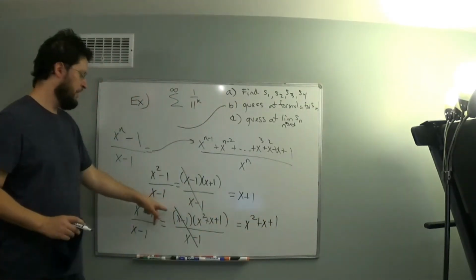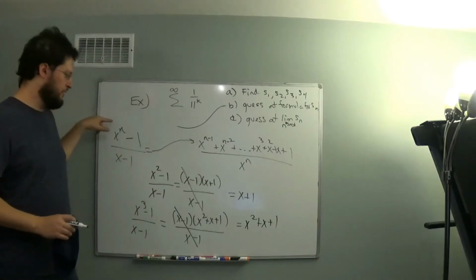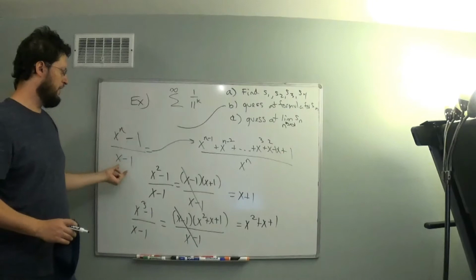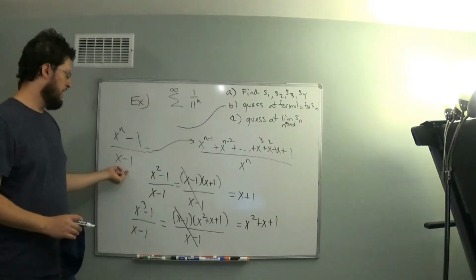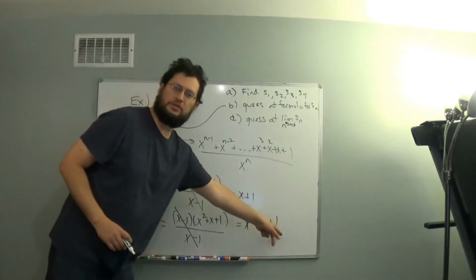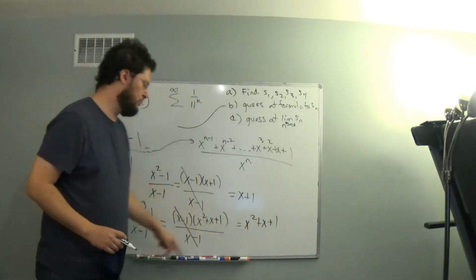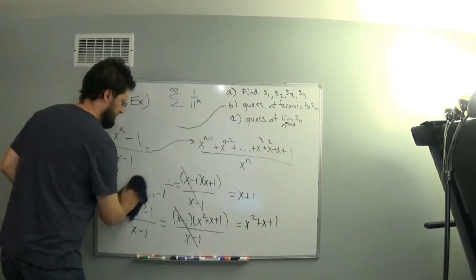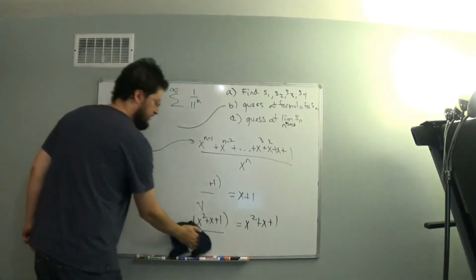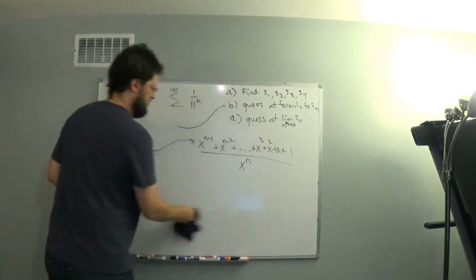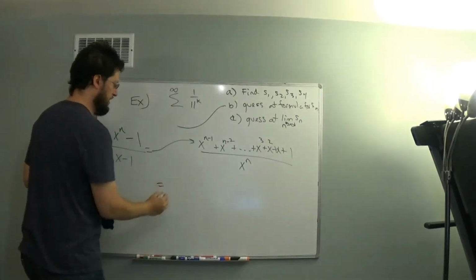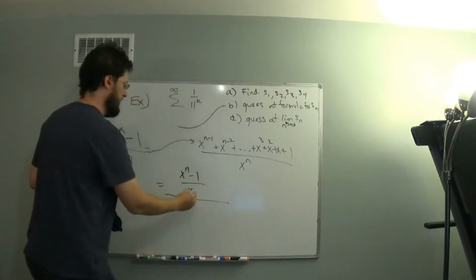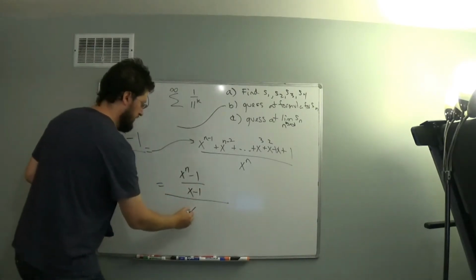And so my claim is that this is always true, no matter whether this is a 2 or a 3. If I take x to the n minus 1, divide by x minus 1, then I'm left with something that looks just like this, down from 1 less than wherever the starting exponent was. And so we're just going to take that as true, which means that this formula becomes x to the n minus 1 all over x minus 1 all over x to the n.